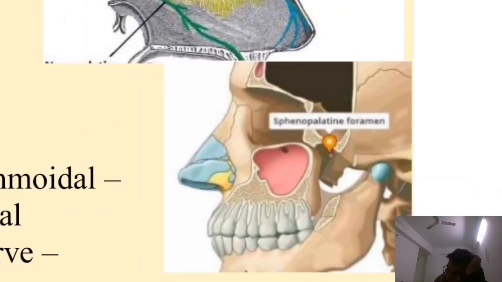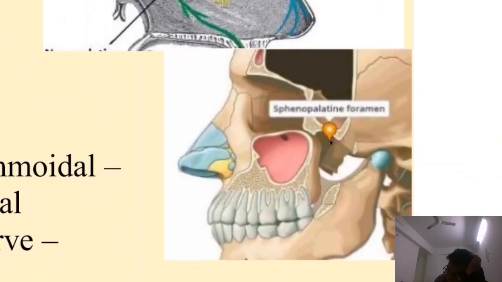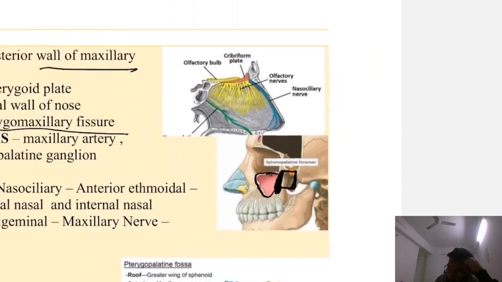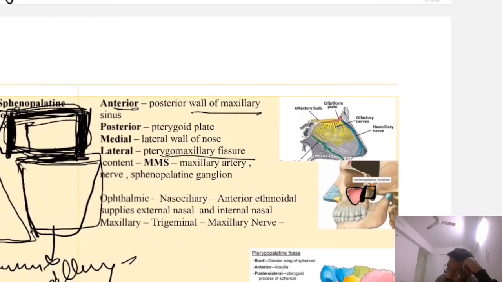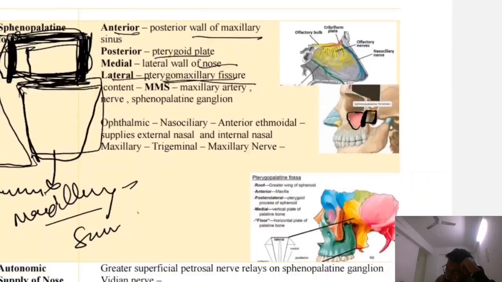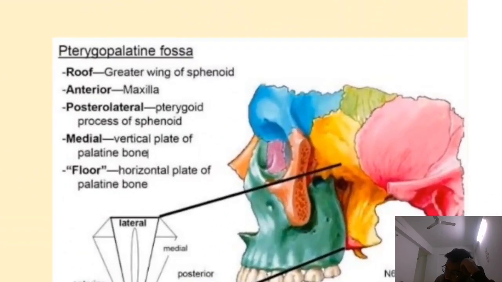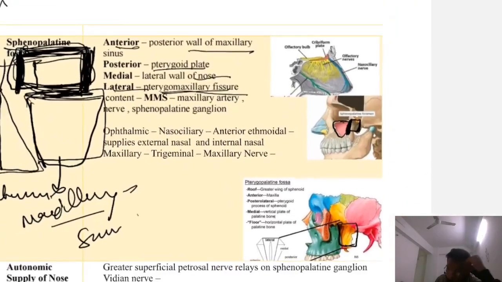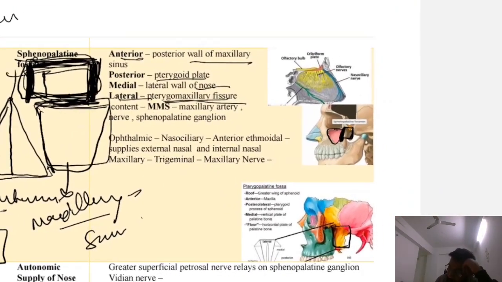So you can see this here is the pterygopalatine fossa. You can see this is the maxillary sinus, forming the anterior wall of the fossa, and this is the lateral wall. The medial wall is formed by the lateral wall of the nose, and the lateral wall is formed by the pterygomaxillary fissure. Okay, and the posterior wall is formed by the pterygoid plate. So this is the pterygopalatine fossa, or you can see this is the space. Okay, you have to imagine it. It is in 3D. Okay, so what is the content?